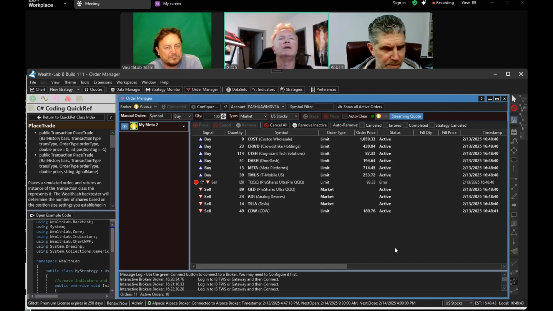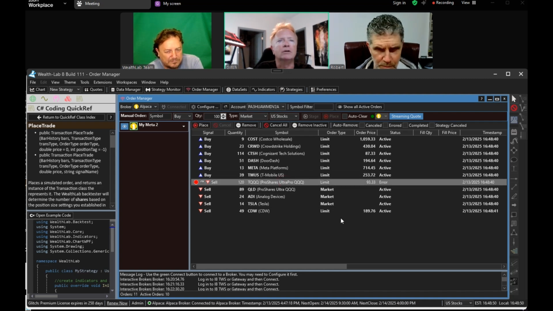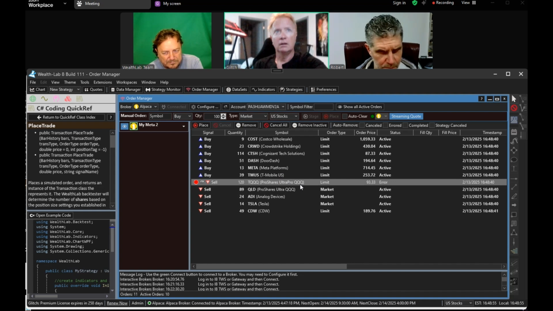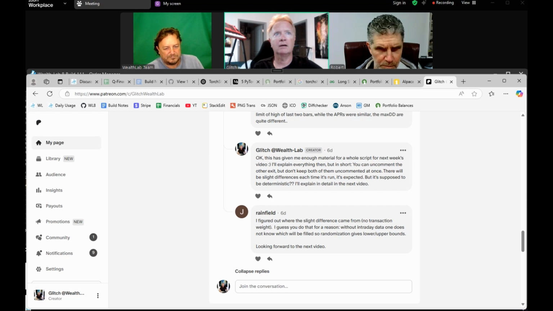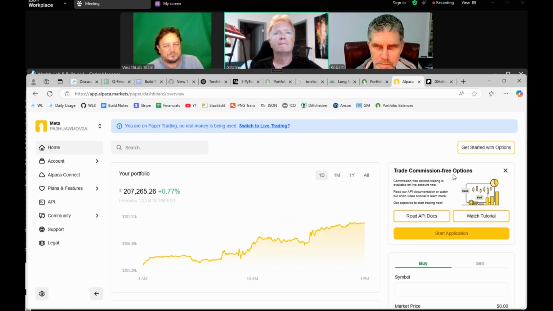So here we go. We place the orders, and they wind up in WealthLab 8's order manager. And we see an error here. We placed this sell for TQQQ for a position that we don't have in the Alpaca account because it was taken before we started tracking this in Alpaca. But you can see all the other ones are active. And if I go to Alpaca, so here is our Alpaca account. We picked a good time to start publishing the results. I'll say that.